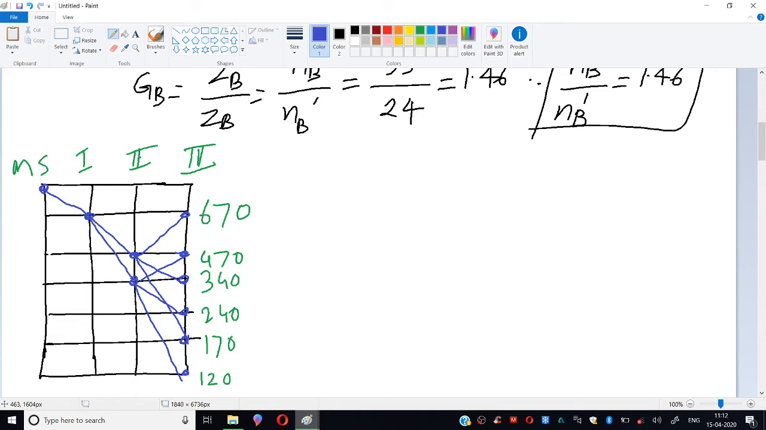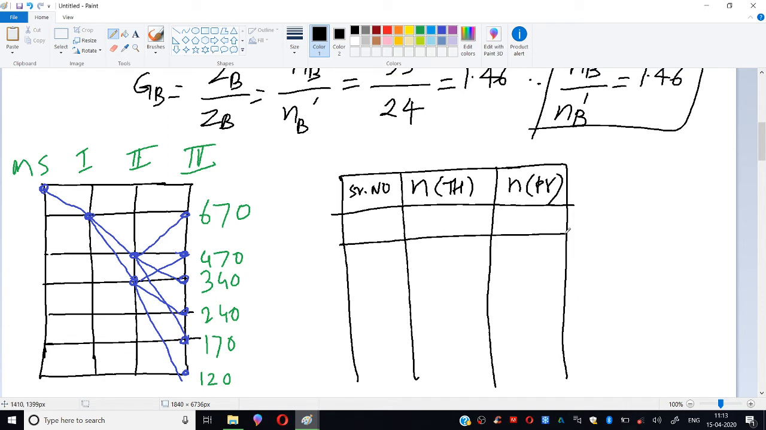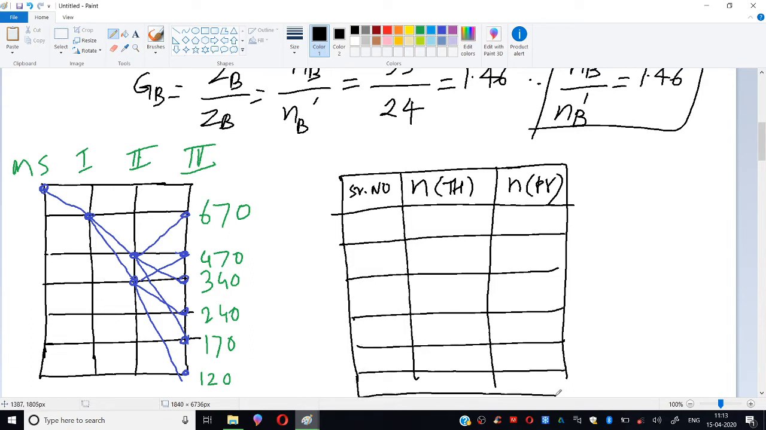So this is completed. Now we will draw the table. We will make one table for the 6 speeds. The first column is the serial number. The second is the theoretical speed, and the next column is the practical speed, N practical. Now we will again go for 6 speeds: 1 2 3 4 5 and the last one is 6.